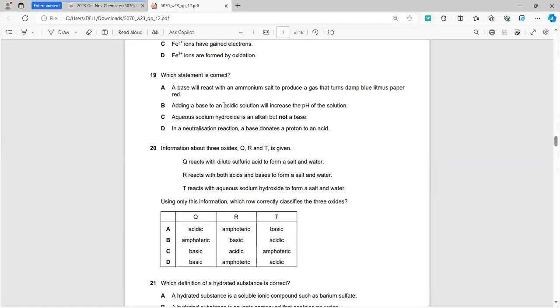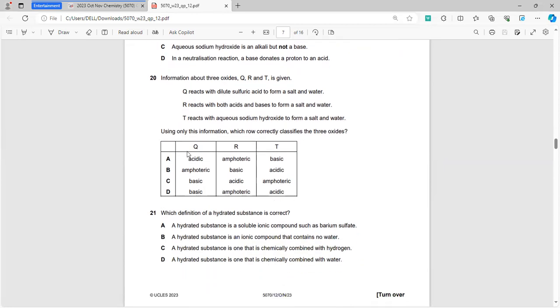Now in question 19, whenever we add a base, the correct option will be B. Why? Because we know that acids have a pH less than 7, whereas bases have a pH greater than 7. So obviously adding a base, for example an ammonium compound or ammonia, will increase the pH of the acidic substance.